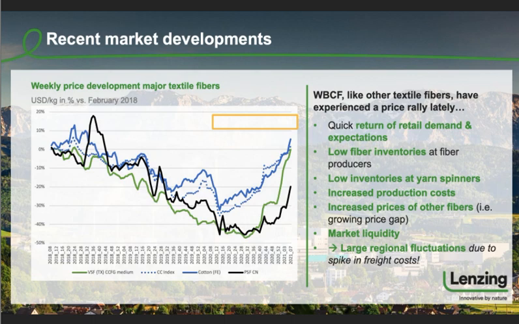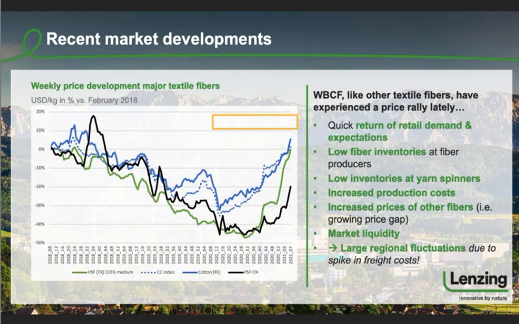We are also impacted, of course, by the development of other fibers. So you see also other raw materials moving up, and whenever we see that gap, for example, between cotton and viscose increasing, that very often drives viscose prices upwards.